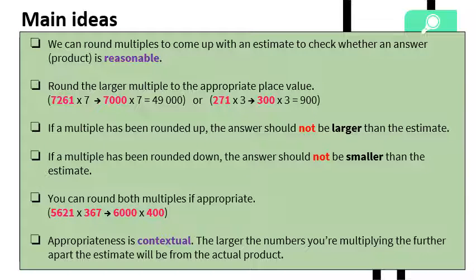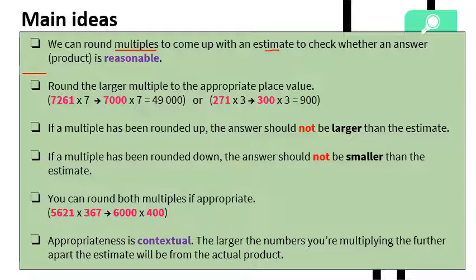So here are the main ideas from today's lesson, particularly this top one. We can round a multiple or multiples. So that's the numbers we're multiplying together to come up with an answer, a product. We can round one of those to come up with an estimate. Then we can use that estimate to check whether an answer we've been given or an answer we've come up with is reasonable, whether that answer makes sense.